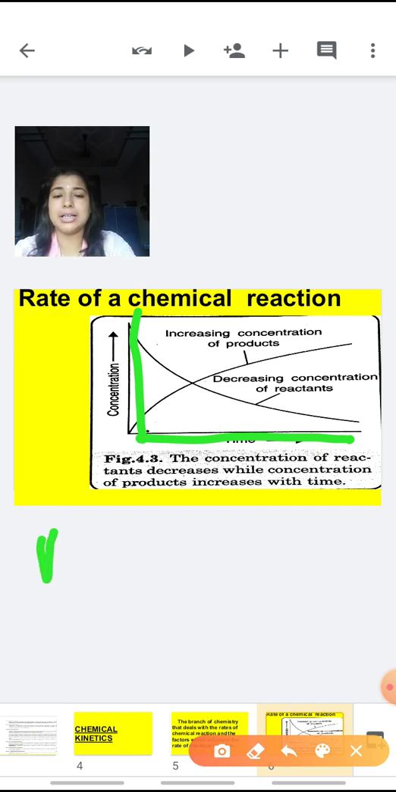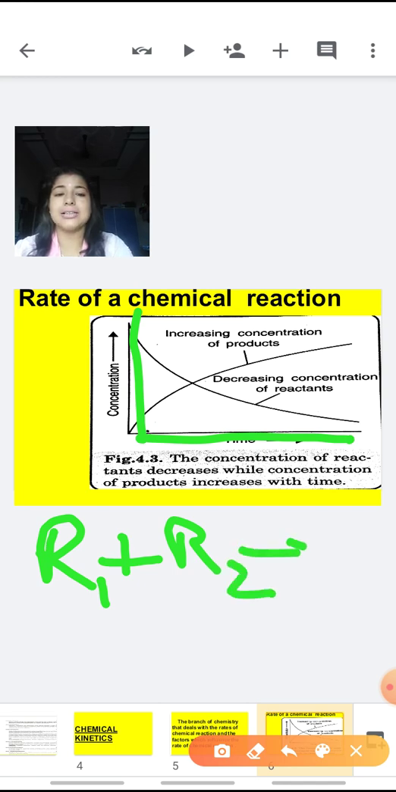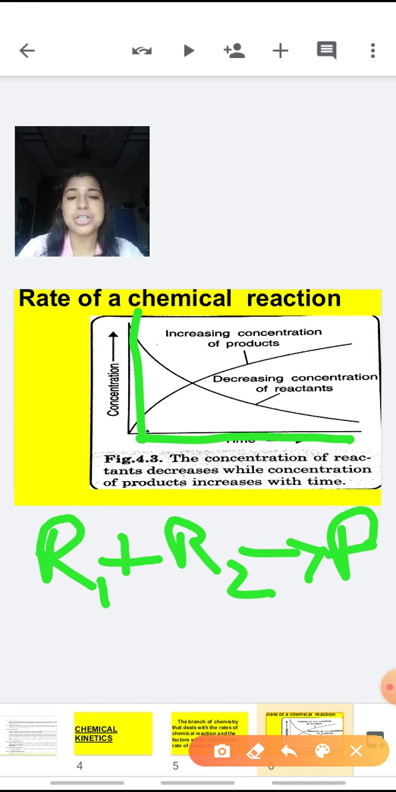See, the reactants, suppose R1 plus R2, the two react and result in the formation of the product P. Now when the reaction is taking place, a suitable condition is also required. That means the reaction will not start as soon as we mix the reactants. The reaction will start only when a suitable temperature, pressure and other environmental factors are present. So initially, when the reaction starts, there is no product, only reactants.